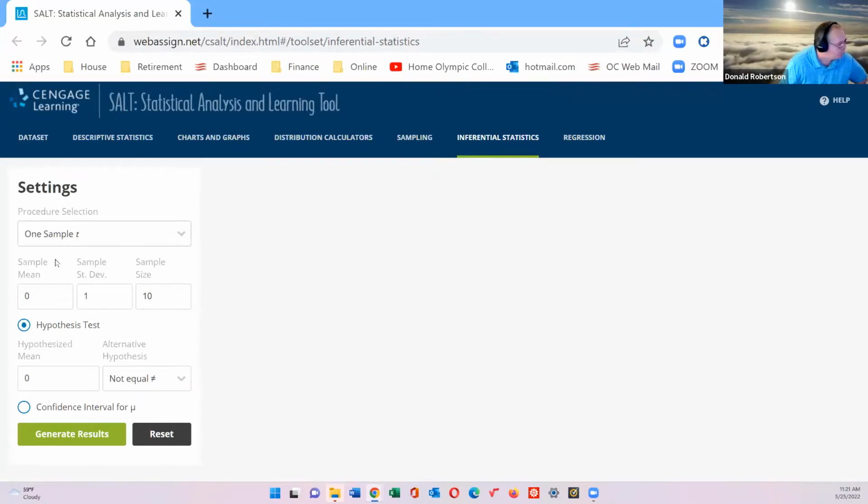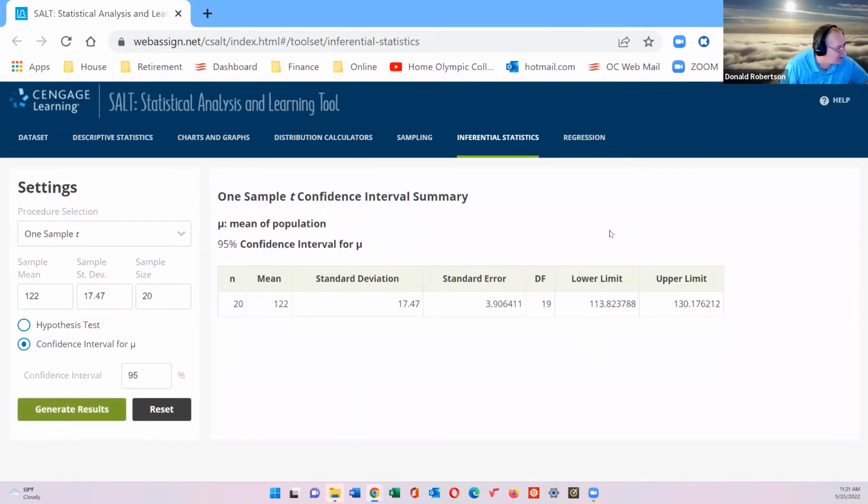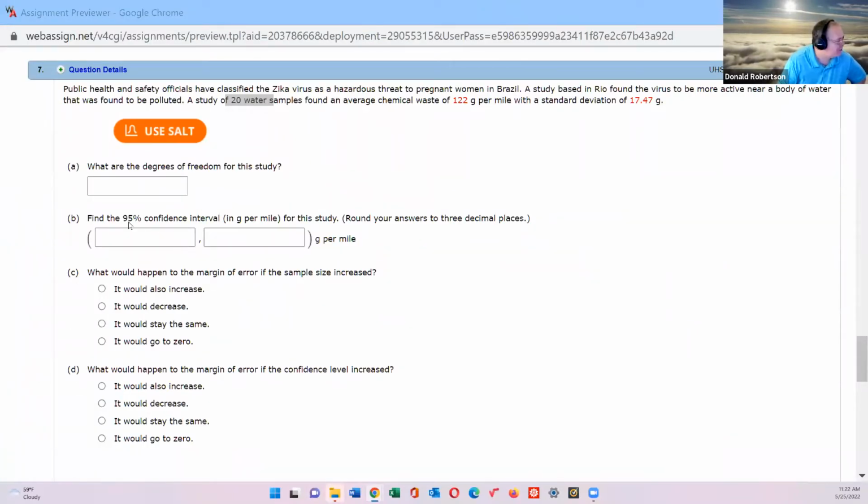So, right place. This time we have to type in the mean. And the standard deviation. And the sample size. And the standard deviation is 17.47 because I was reading the wrong place. And confidence interval, and I bet you it's 95% because they have no imagination. Aren't almost all questions 95%, right? So generate the results, and we got the lower limit on pollution, and we have the upper limit. And guess what? I was right. It was a 95% confidence interval.